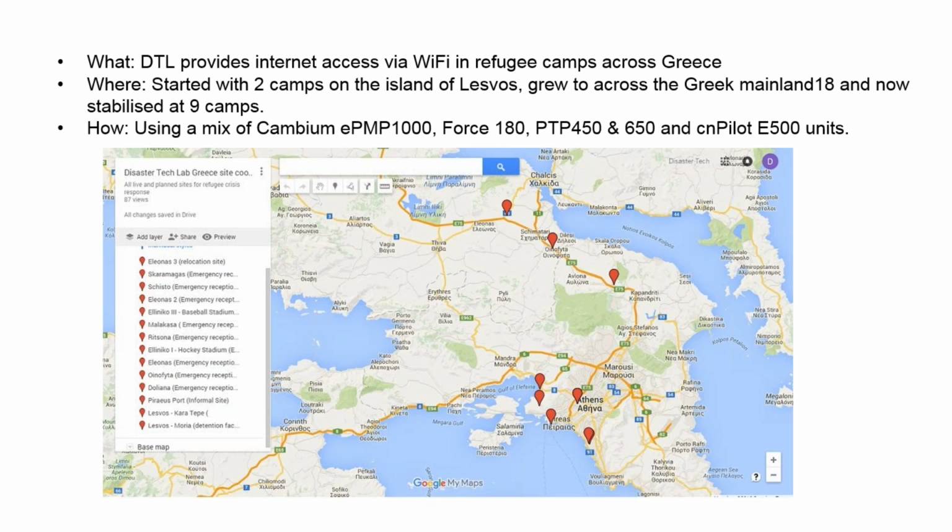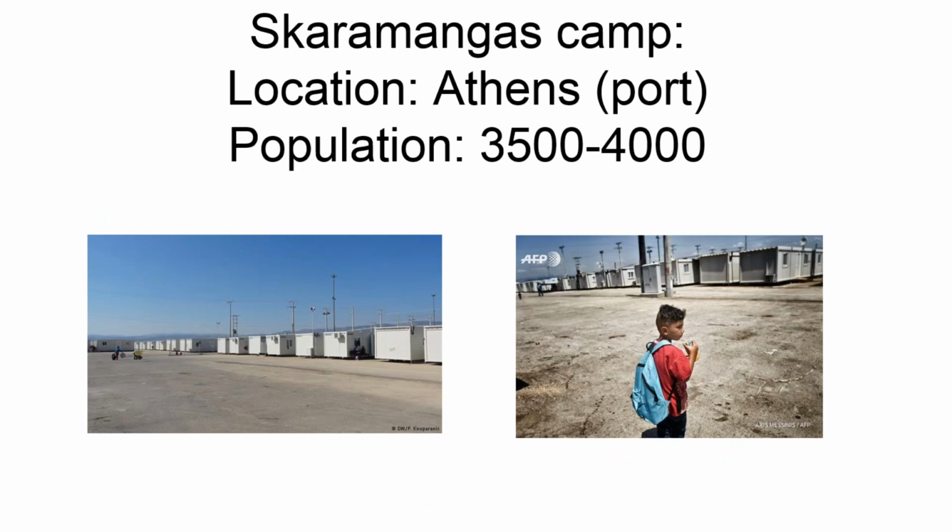So if we go on to the next slide now. Yeah, that gives you one of the camps that I've picked out that we've recently completed. It's called Skaramangas. It's in a location that's part of one of the large ports in Athens. The pictures give you a bit of an idea. Infrastructurally, it's one of the better camps, as in the refugees are staying in prefab units rather than tents or disused industrial buildings.